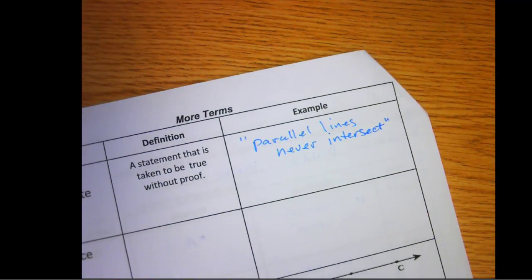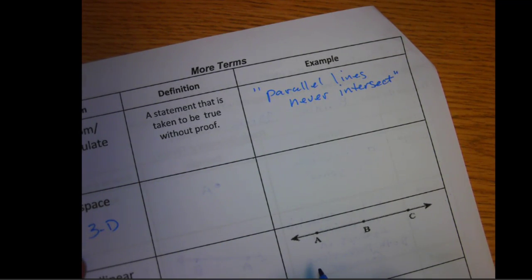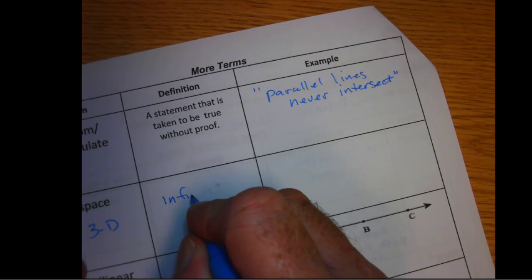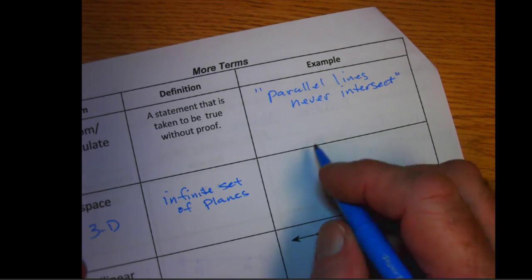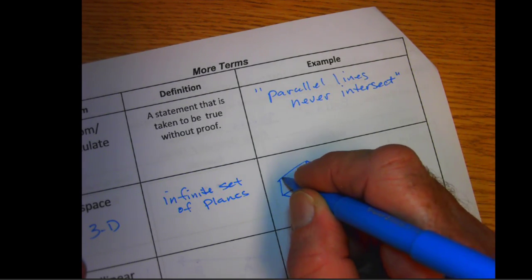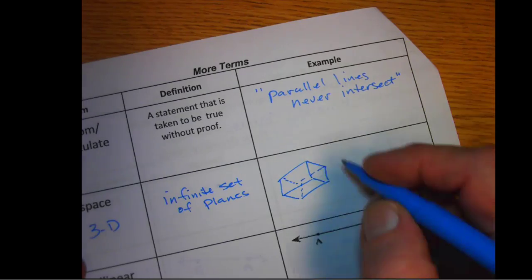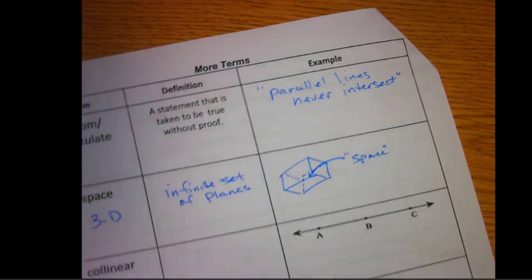A postulate is something that's taken to be true without being able to prove it, like parallel lines never intersect. Space is a three-dimensional idea. It's an infinite set of planes, and we could represent this by the inside volume of a box or a rectangular prism.